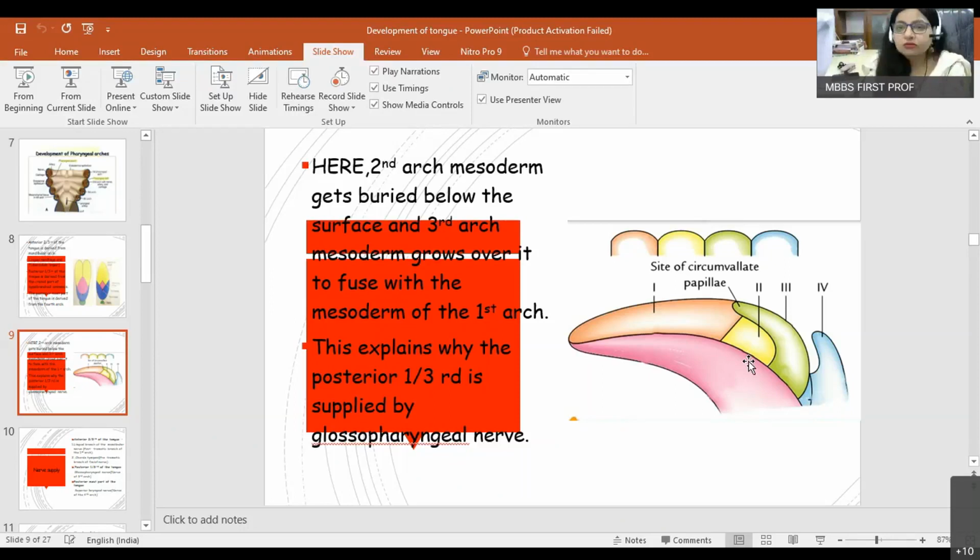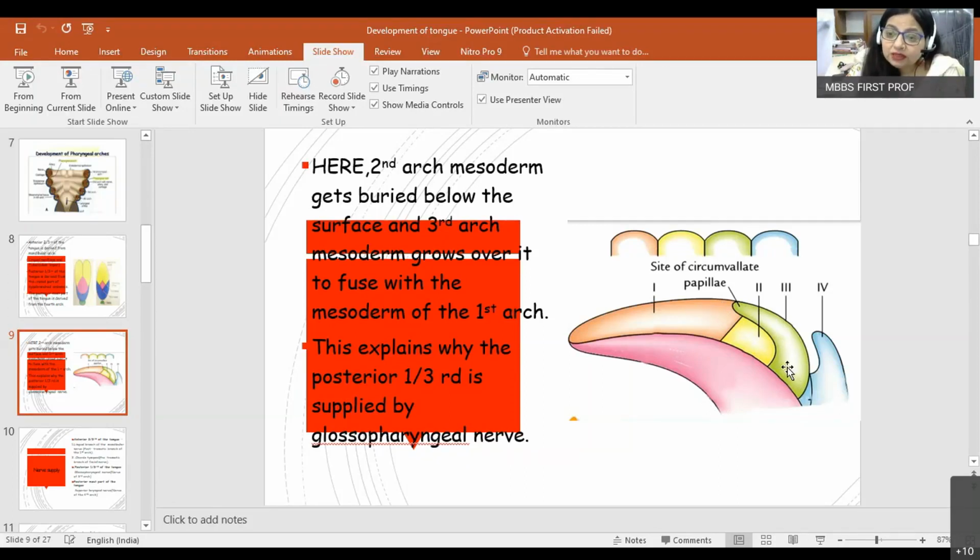Is it true? It should be, right? Hello? Yes, ma'am. But it doesn't happen like that. Why is it so? The second arch is buried by the overgrowth of the third arch. As you can see in this picture, the third arch overgrows the second arch and it is buried. So when it is buried, the third arch fuses with the anterior two thirds to form the posterior one third.